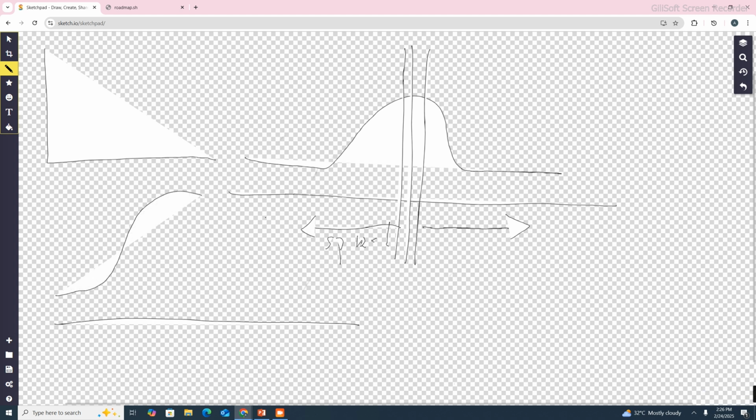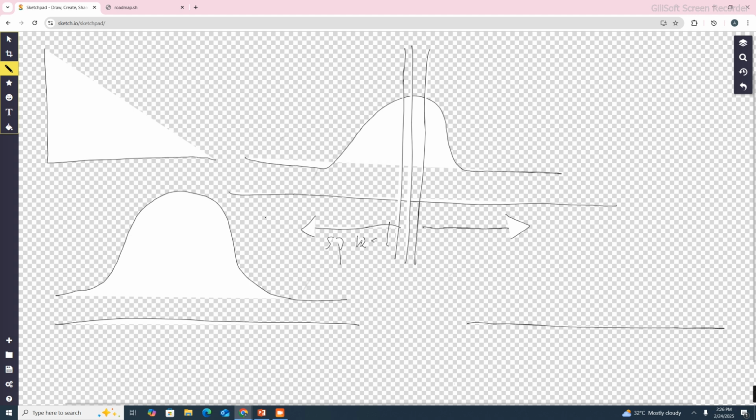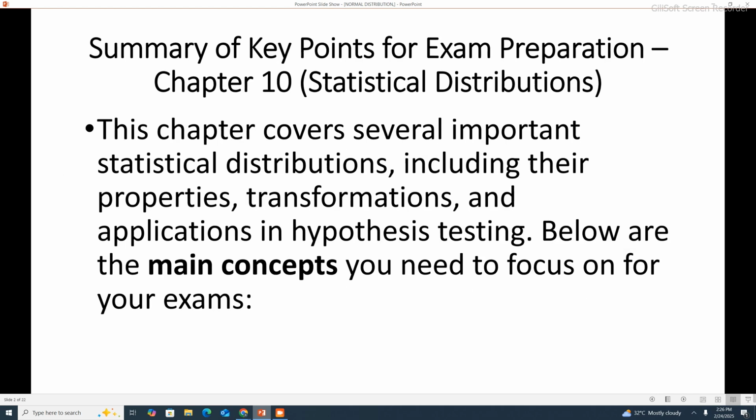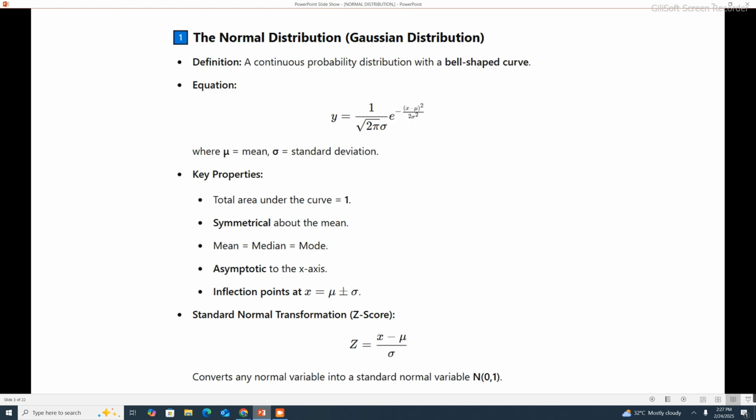You might have a normal distribution that will have a very wide spread like this. You might have a normal distribution that will have a very sharp spread like this. So these two distributions now are different in terms of variation. So this is what we call a normal distribution. But just for the sake of this, these are the key points we are going to be looking at.